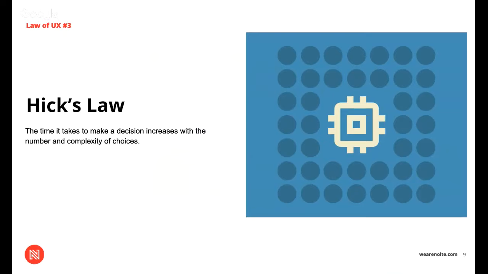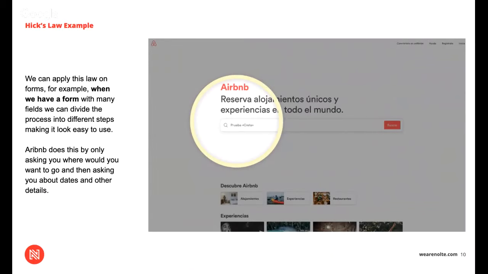Another law is Hick's law, which says that the time it takes to make a decision increases with the number and complexity of choices. What this law means is that we sometimes have a form that is too big. It has several fields, and a good practice is to separate this form into different steps.